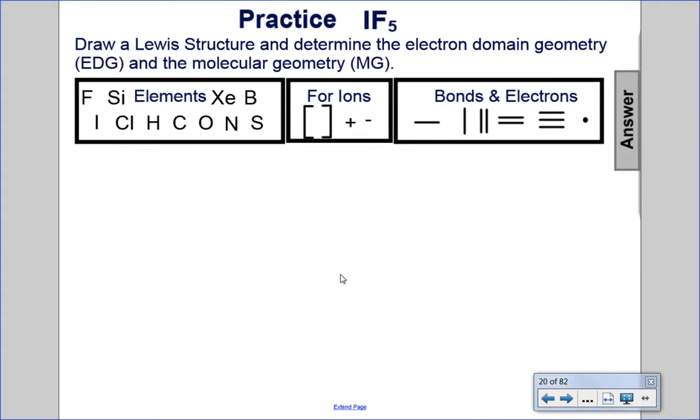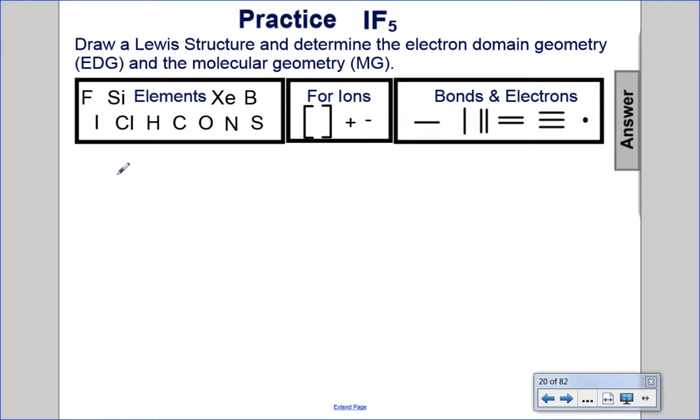All right, let's try another one. Let's do it for iodine pentafluoride, IF5. When you see that there are 5 atoms connected to the central atom, you need to think immediately about an expanded octet and something that is going to be more than 4 for a first VSEPR number. In this case, it will undoubtedly be 5 or 6, because we know we need at least 5 around the central atom, and it may be 6, and let's see about that.